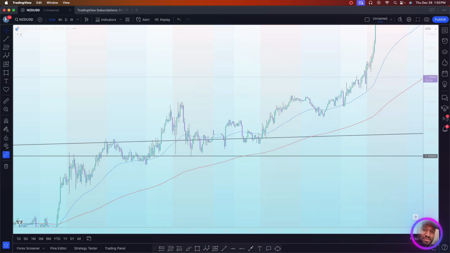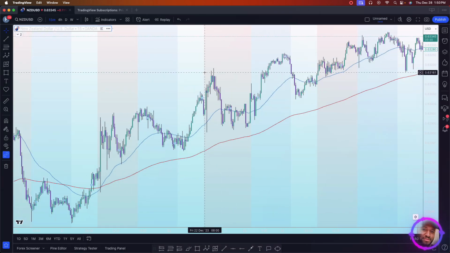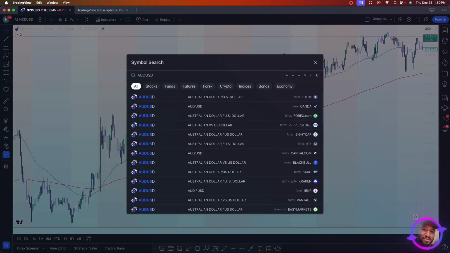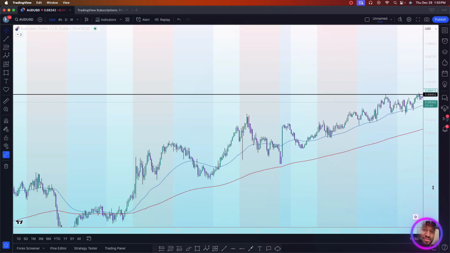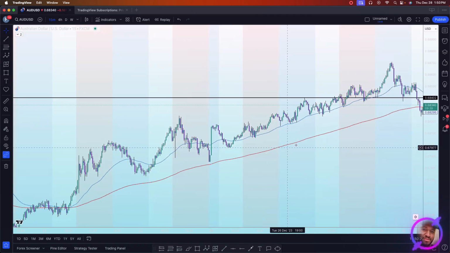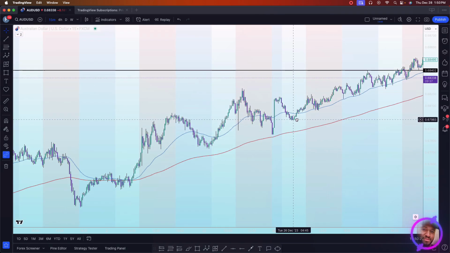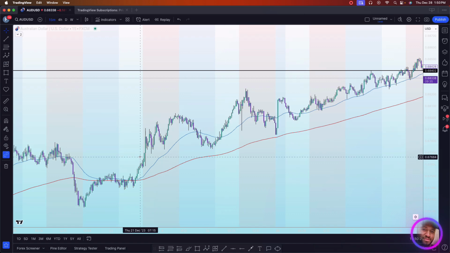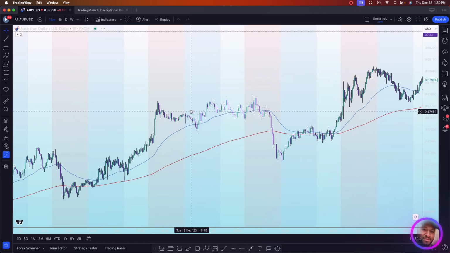NZD USD also going up, and AUD USD going up as well. It's been going up for days. Took the trade here on Tuesday. It was already going up Friday, Thursday, and days before.